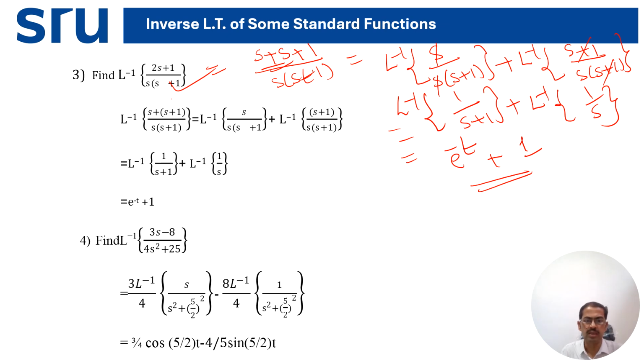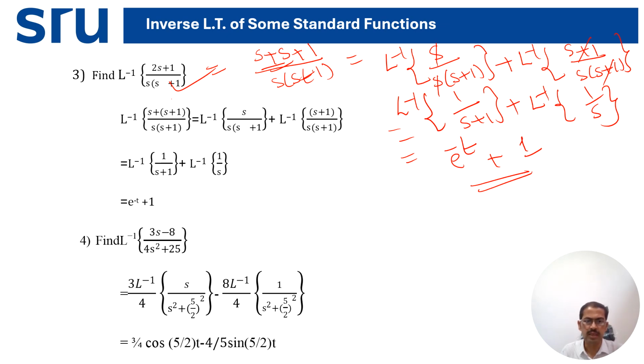And similarly, find the inverse Laplace transform of 3s minus 8 by 4s square plus 25. How do you write this?